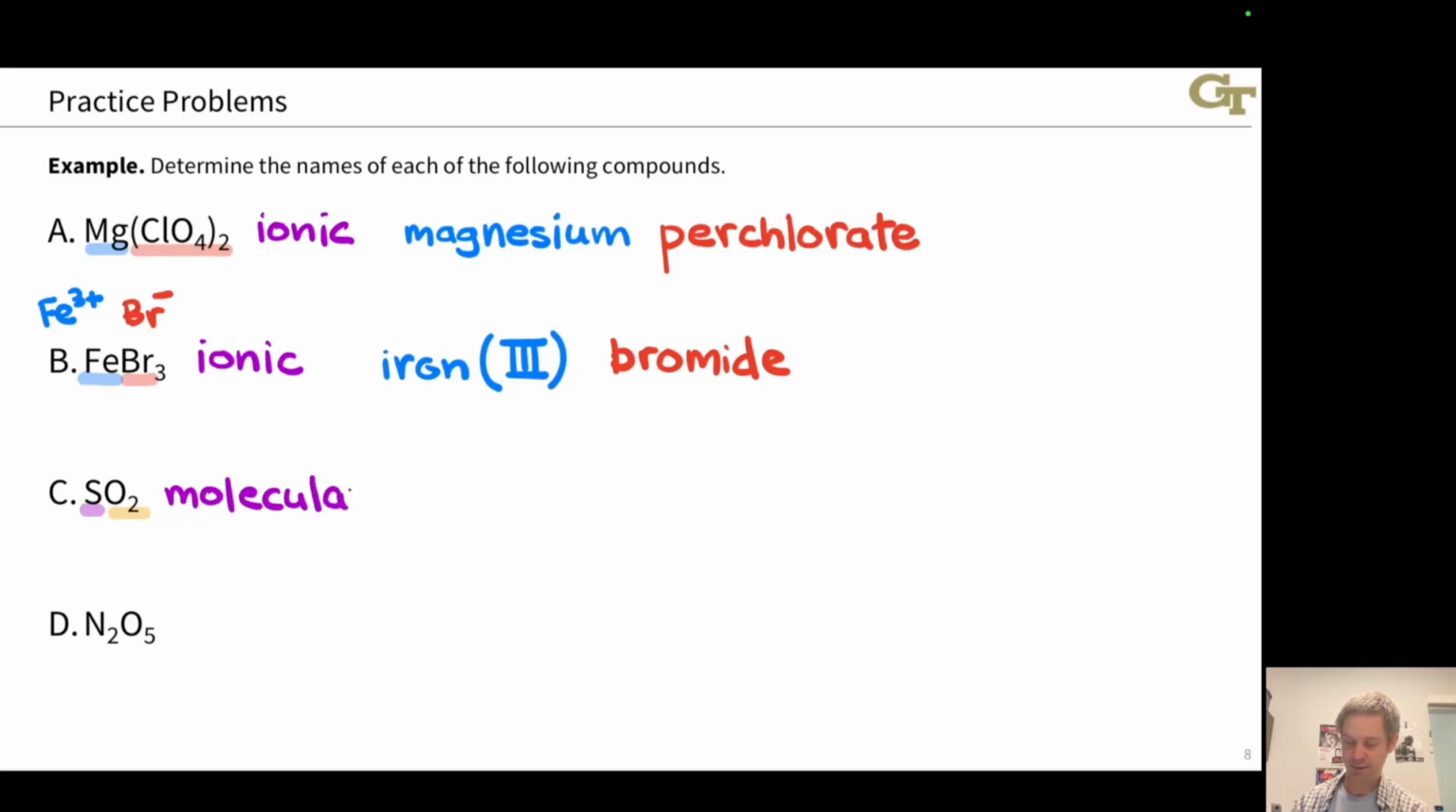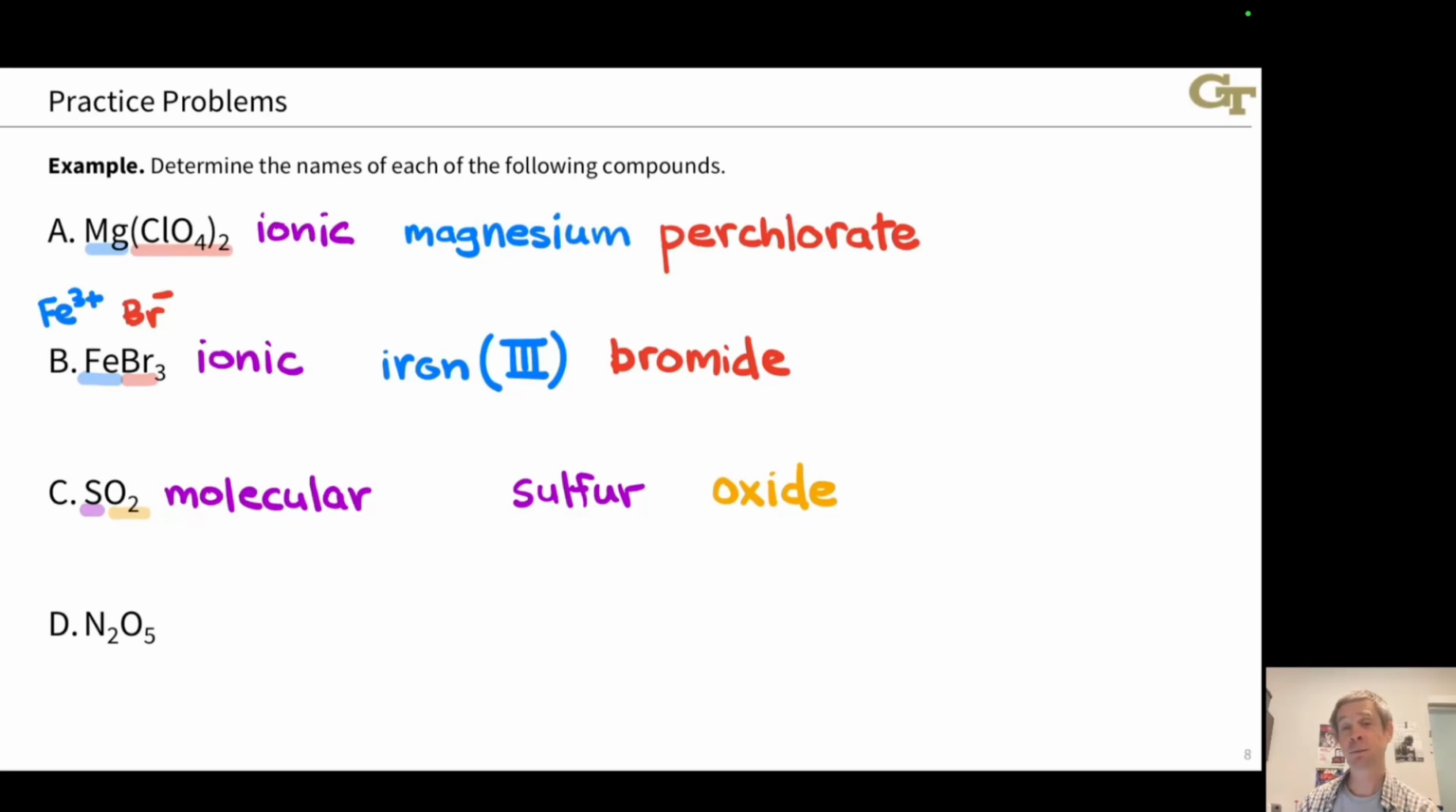To begin naming this, we again start with the name of the first element and the root name of the second, replacing the end of the name of the second element with "ide," since that's the more negative of the two elements here. So let's just start with the name sulfur. That's the first element. The second element is oxygen, and remember, the end of the name gets replaced with the "ide" suffix, so we're going to delete everything after ox here and just replace it with "ide."